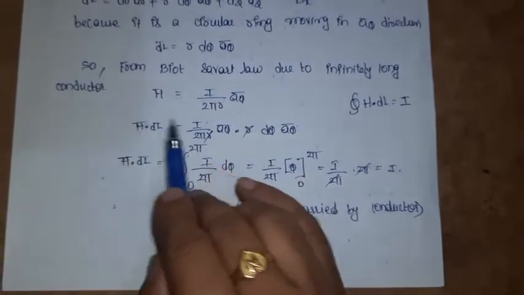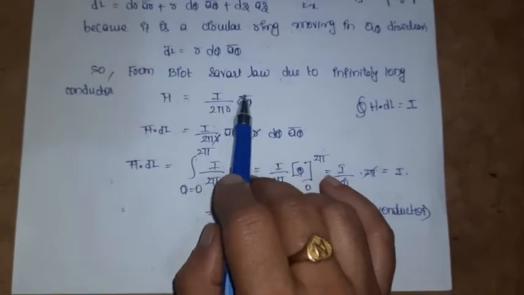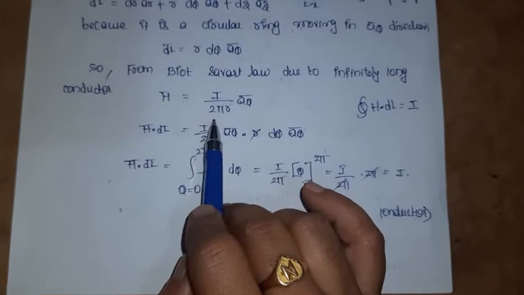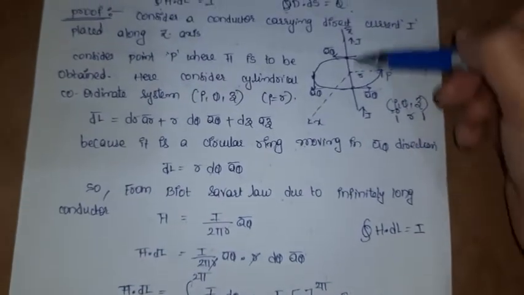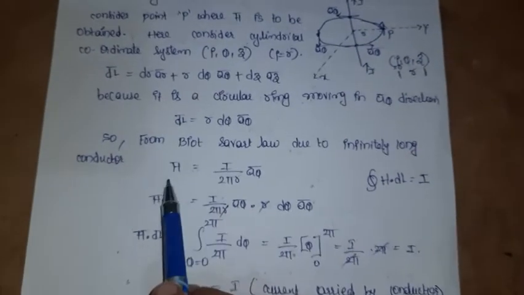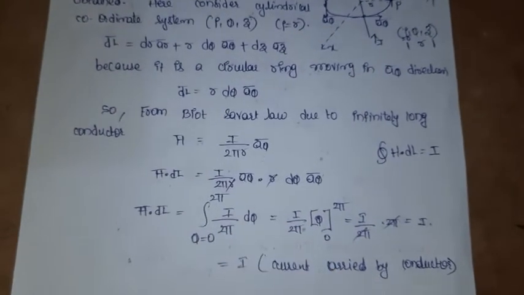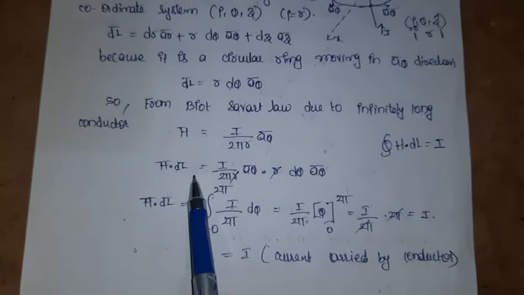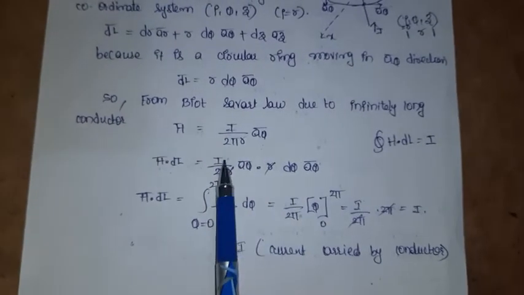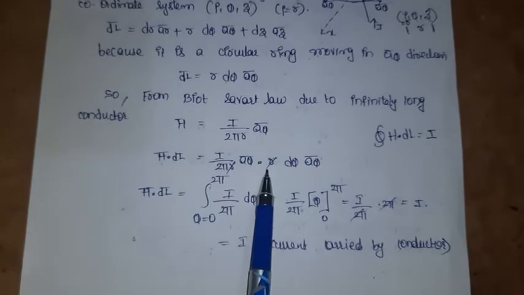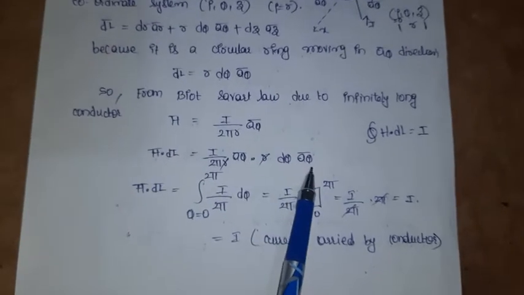This we got in the last sessions, from Biot-Savart's law, as one of the applications for an infinitely long straight conductor placed along the z-axis. H is I by 2 pi r a phi. So H dot dl is I by 2 pi r a phi dot r d phi a phi.